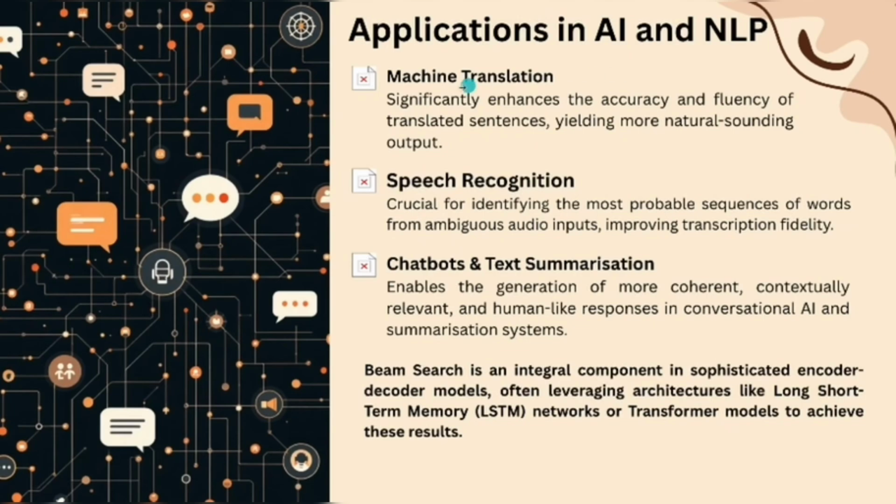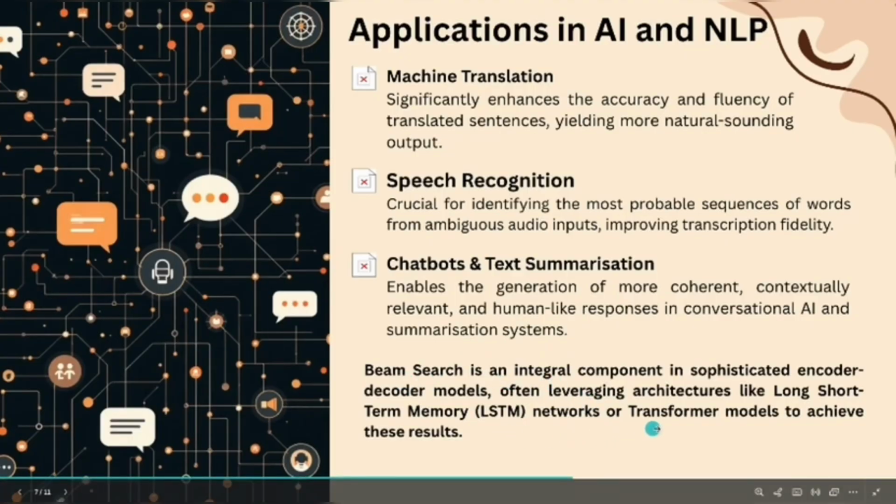First of all is machine translation, because in machine translation it helps to build natural looking sentences. Another one is speech recognition, where it picks the most probable sequence of words from noisy audio. The next one is chatbots and text summarization. In chatbots and text generation, it helps to generate meaningful and coherent responses. Most encoder-decoder models including LSTM and transformers use beam search to generate sequences.